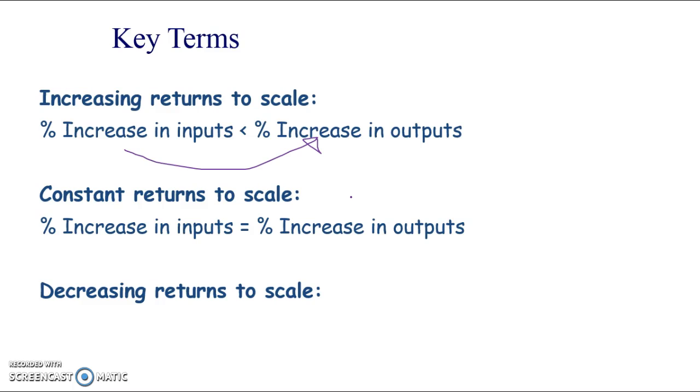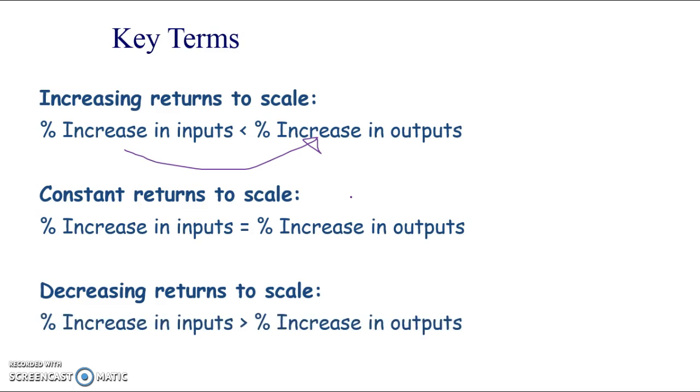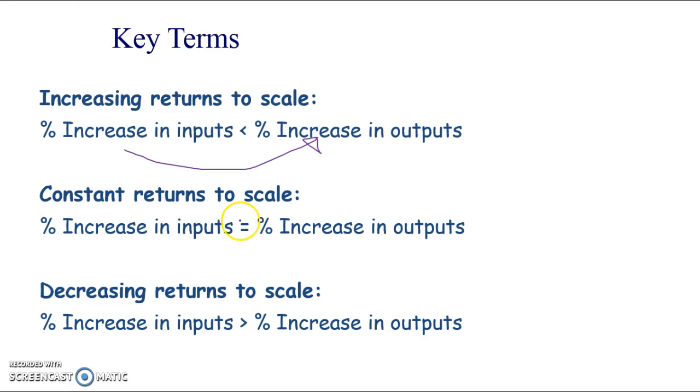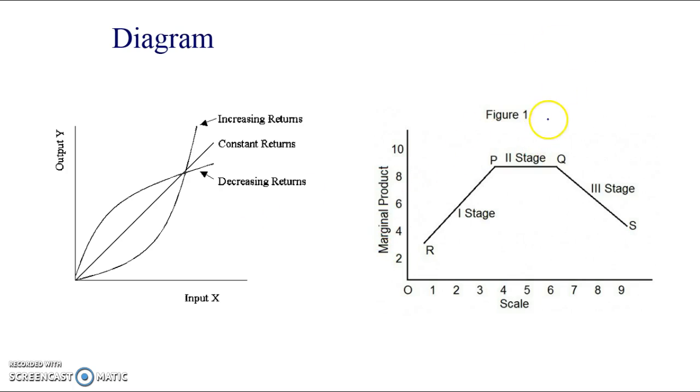Constant returns to scale is where the proportional increase in inputs is the same as the proportional increase in outputs, and then decreasing returns to scale is when you get an increase in inputs that is proportionally larger than the increase that you're getting in outputs. And what we see is it's not all or nothing. If I look at this diagram here, over time it might be constant returns to scale, and then you get decreasing returns to scale.